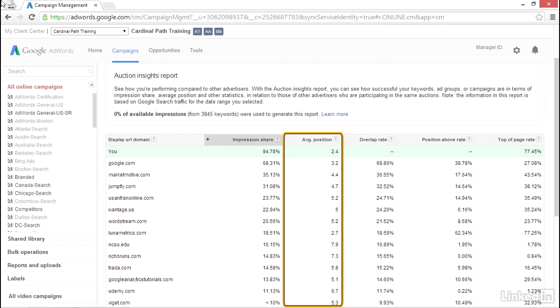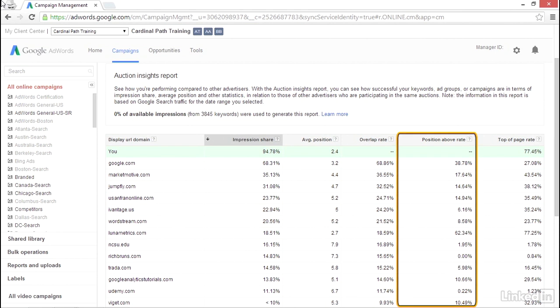Next, I can see the average position on the search results page that my competitors and I have been getting. I tend to be getting up there pretty high compared to my competition. And this might be a good thing, but it also might mean that I'm paying more than I have to. It's certainly something to look into. The overlap rate is a measure of how often both my and my competitors' ads showed at the same time. Now this percentage is often very close to the impression share column, and again this confirms that I'm up against Google directly about 2 out of every 3 times my ad appears.